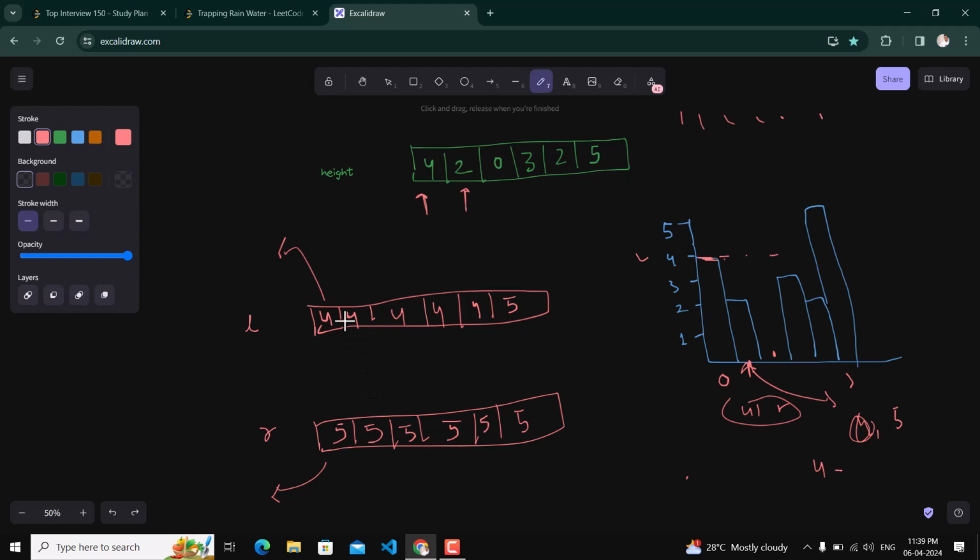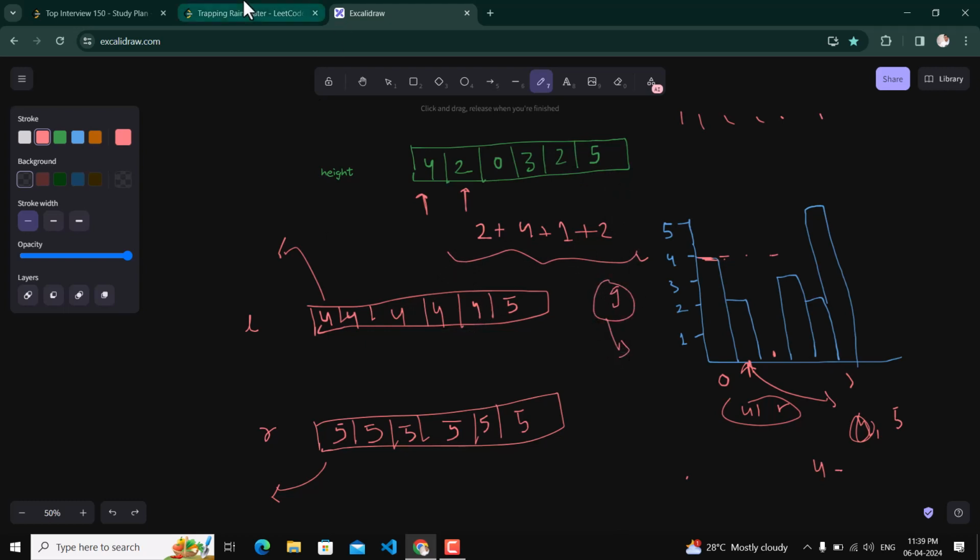Now for the second one, the minimum is 4 and the current height is 2. So we will get 2 from here, 2 units can be stored in the second column. Again the minimum is 4 and the current height is 0, so 4 units can be stored here. The minimum is 4, from 4 minus 3, so 1 unit can be stored here. In the same way 2 units can be stored here, and from 5 minus 5, 0. So our sum is 9. This is our required solution.